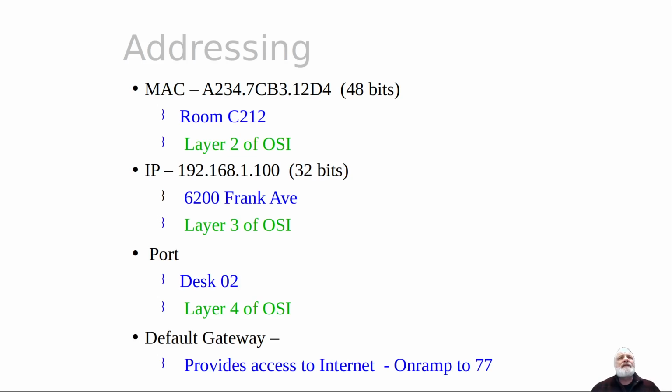Then there's the IP address. Okay, now the IP address has two parts, and we'll look at this a little bit more coming up. It's like the street and then the building number, 6200 Frank Avenue. Well, the IP address has what we call a network piece, which is equivalent to the street, and then a host number, which is equivalent to the building number on that street.